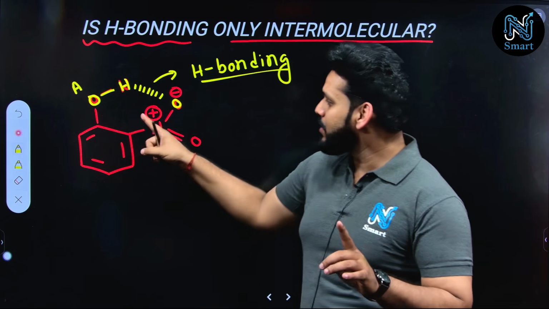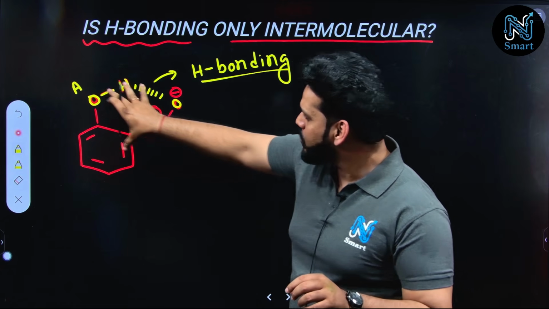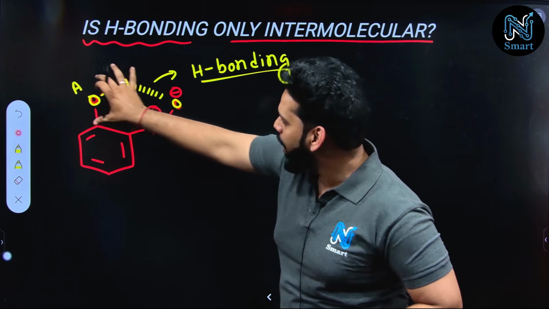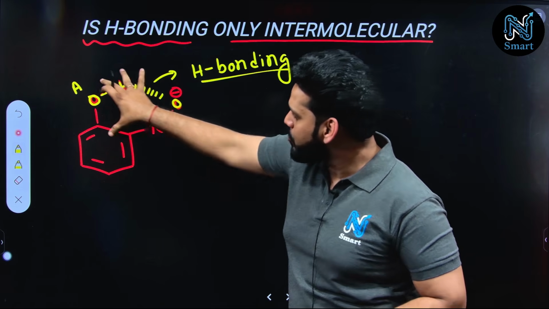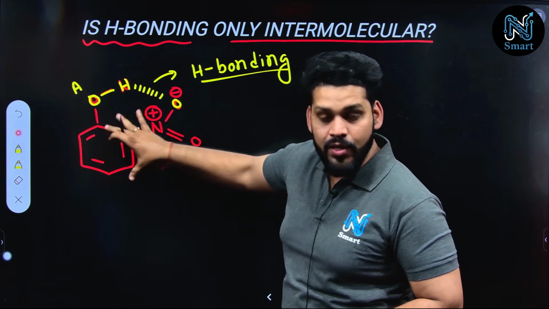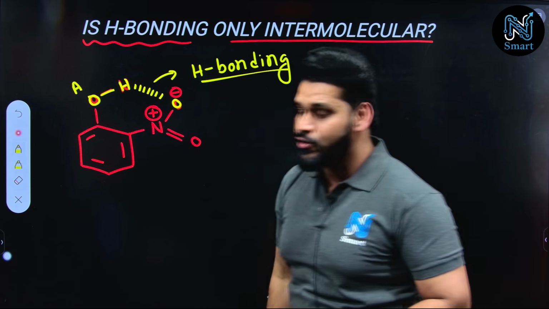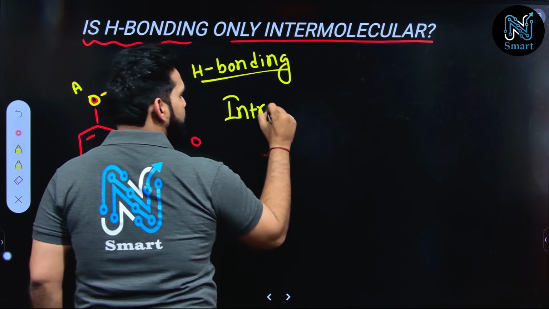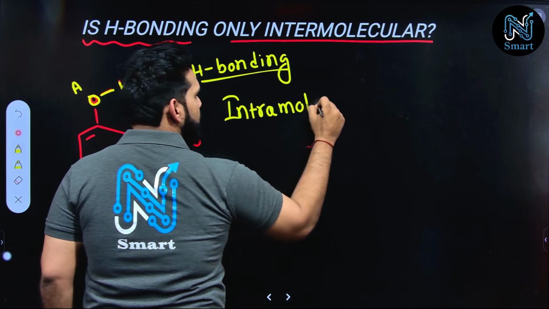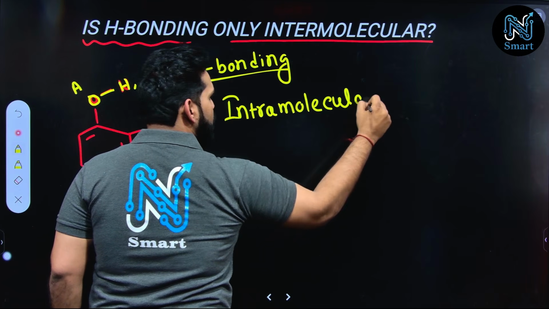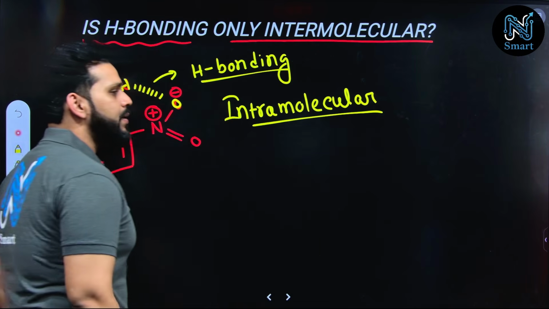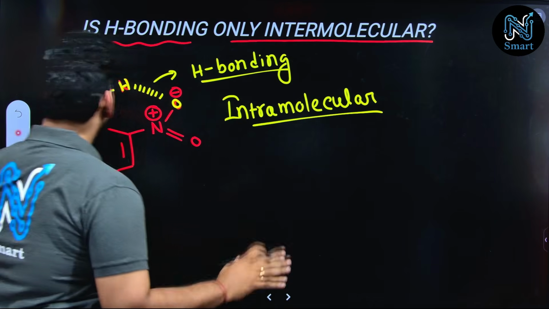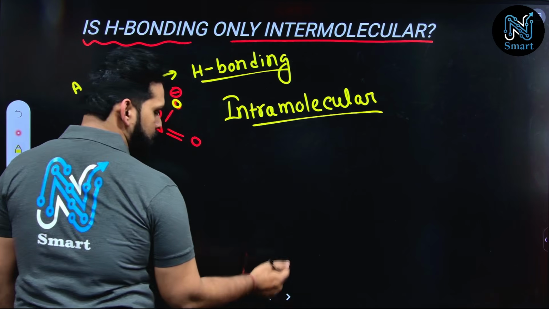As you can see, this hydrogen bonding is happening inside the same molecule only, right? I understand that it is between two groups, but these two groups are part of the same molecule. So can't we say that this is intramolecular hydrogen bonding, right, guys? So this will be your intramolecular hydrogen bonding. So hydrogen bonding can be intermolecular, and it can be intramolecular also. Okay. Now, based on that, let's try out some questions.